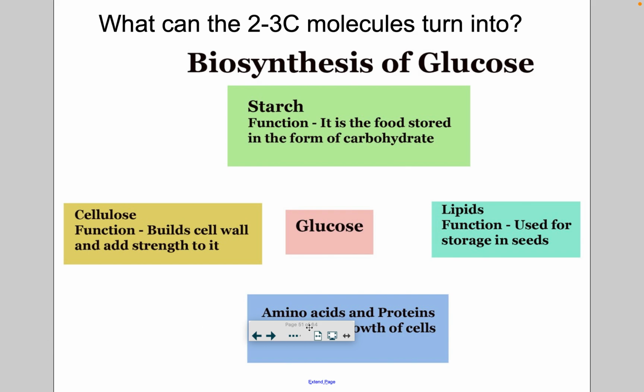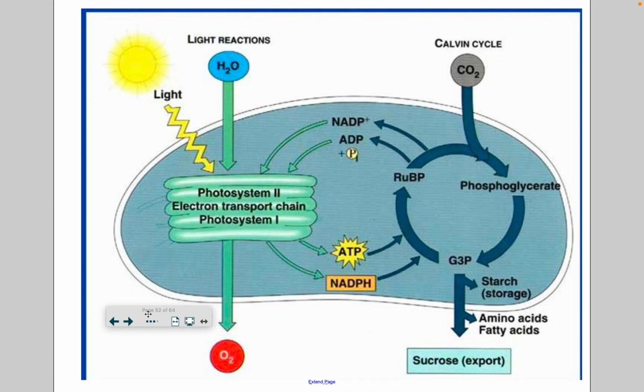So what can the 3-carbon molecules turn into? They can turn into starch, glucose, cellulose, amino acids, and proteins, as well as lipids. So lots of different avenues for those G3P or 3-carbon molecules.